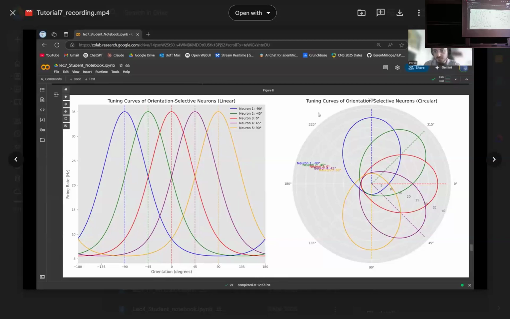This is called a von Mises, I'm not pronouncing it correctly, but a von Mises distribution, which is something like a Gaussian distribution when you have a circular axis. So this is just a linearized version of it, and this is on the circular axis. You can see that on a preferential value, it fires maximally, but it also has a baseline firing rate.